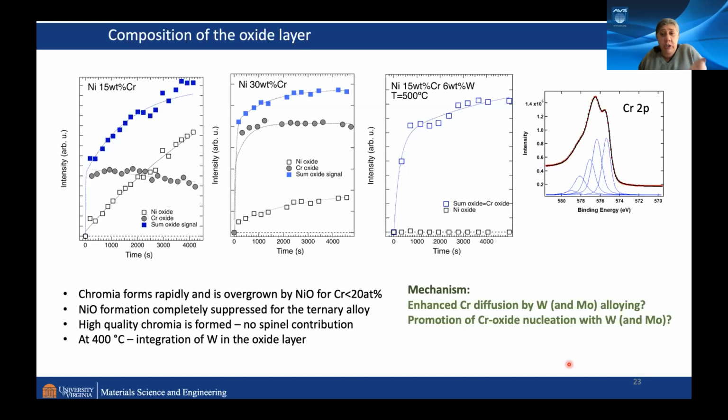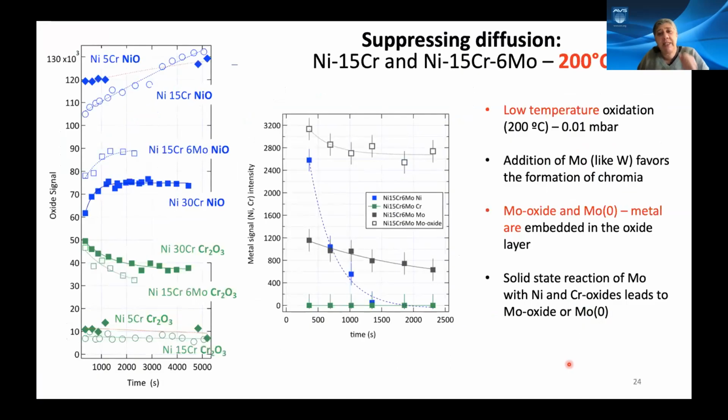So what do you do to interrupt your diffusion? You go to lower temperatures, and that's what we did. So this is at 200 Celsius, and for the sake of full disclosure, this is actually with molybdenum. Molybdenum does the same thing like tungsten, just a little less.